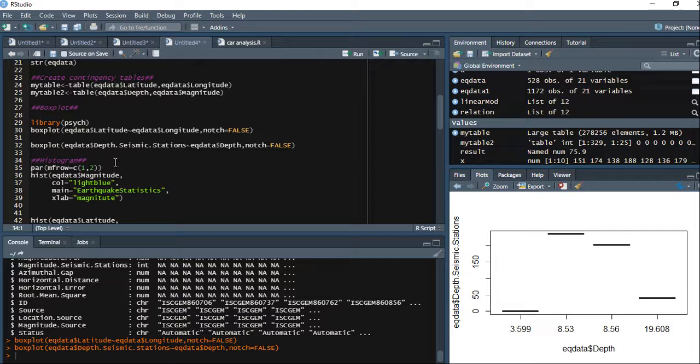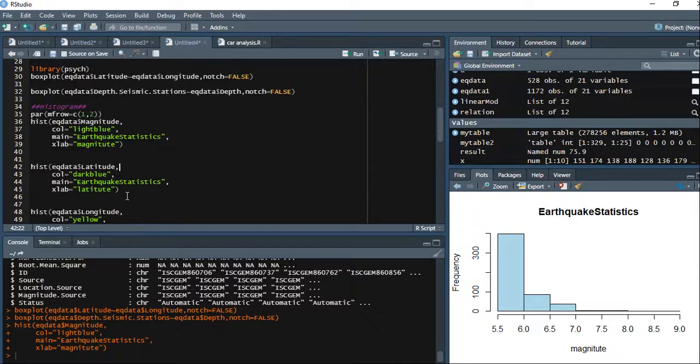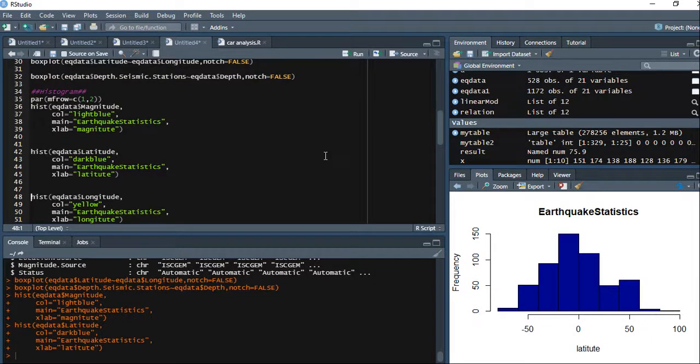Let's move on to histograms. Here is a histogram of magnitude. On the left hand side we have the frequency on the x-axis, and on the y-axis we have the magnitude, and here is the histogram of that. The next is of latitude. On the x-axis we have the frequency, on the y-axis we have the latitude, and here is the histogram of the earthquake data.